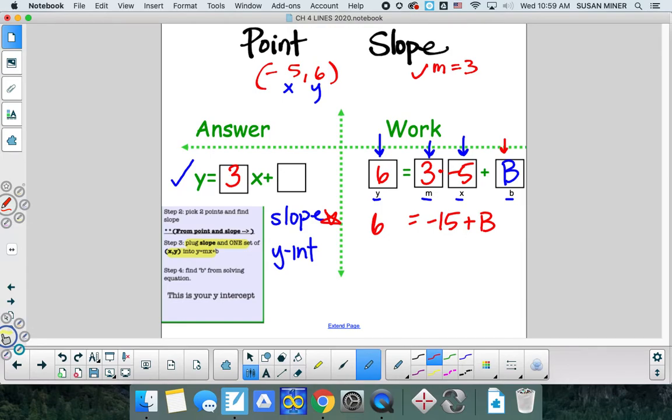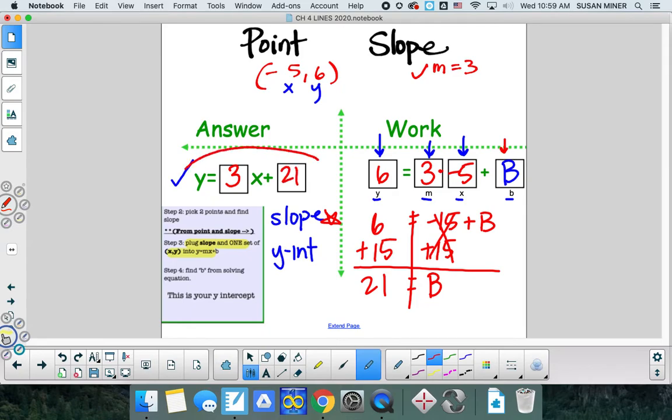Then I want to solve this equation. This is just a basic one-step equation that I'm going to solve to find b. This is going to go to 0. And b is equal to 21. There's my y-intercept, and there's my equation.